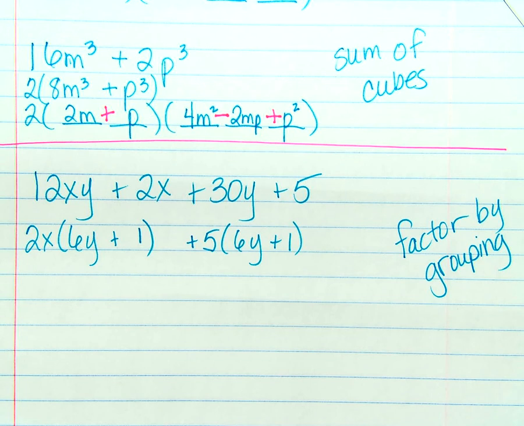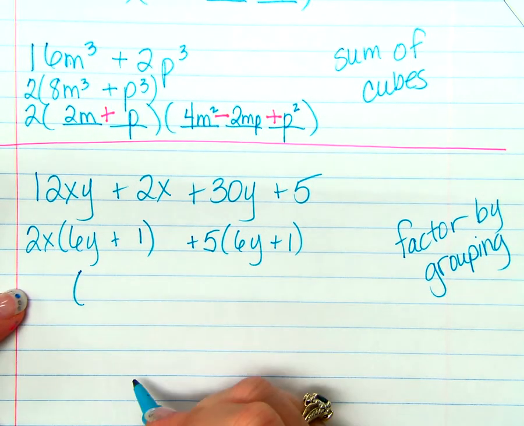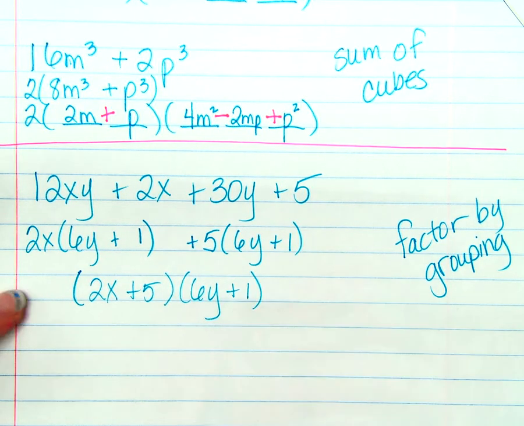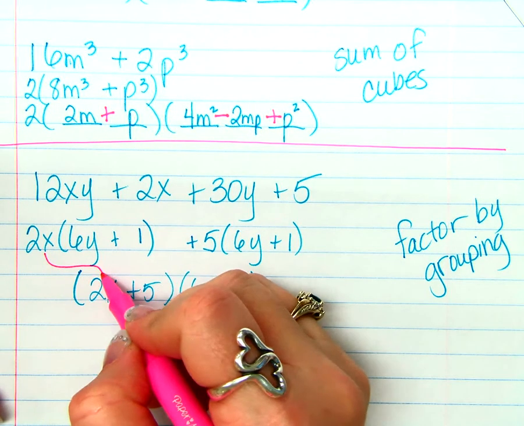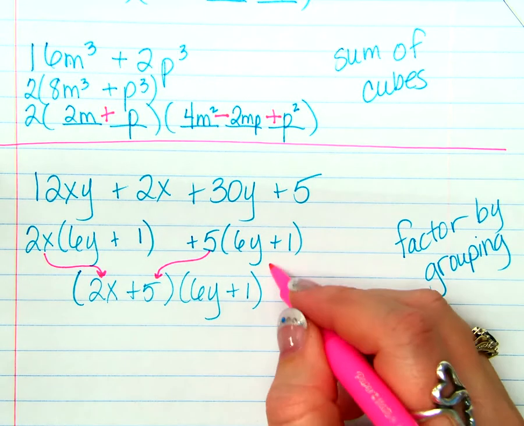The parentheses is the same. If we get to this point and the parentheses are the same, we're golden. We got it. If the parentheses is not the same, we stop. But if the parentheses is the same, I'm about to write the answer for you. Where in the world did that come from? What did I factor out? The 2x and the 5. What did each half have in common? The 6y plus 1. That is the answer.